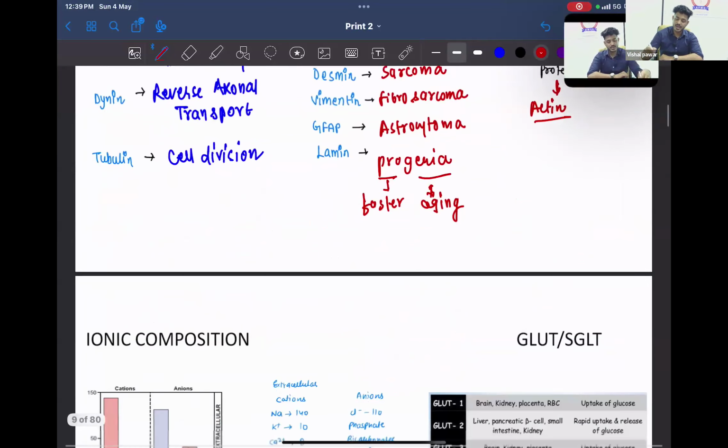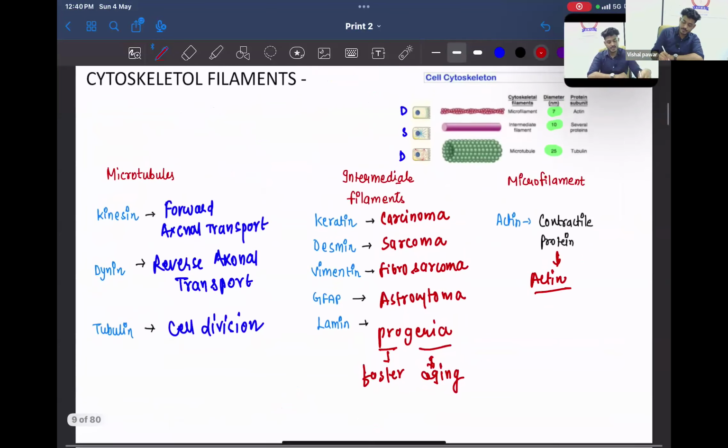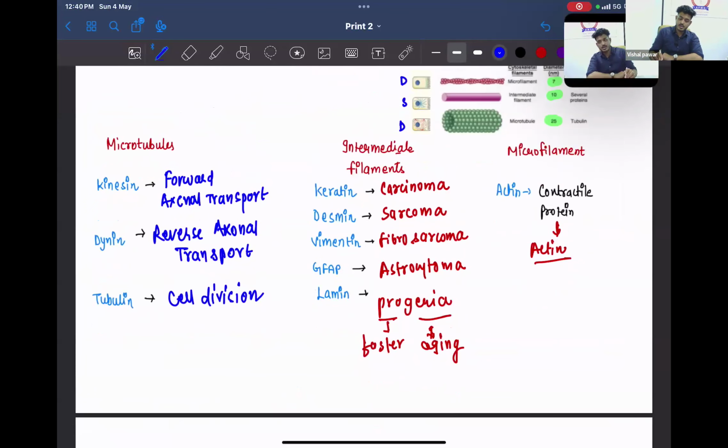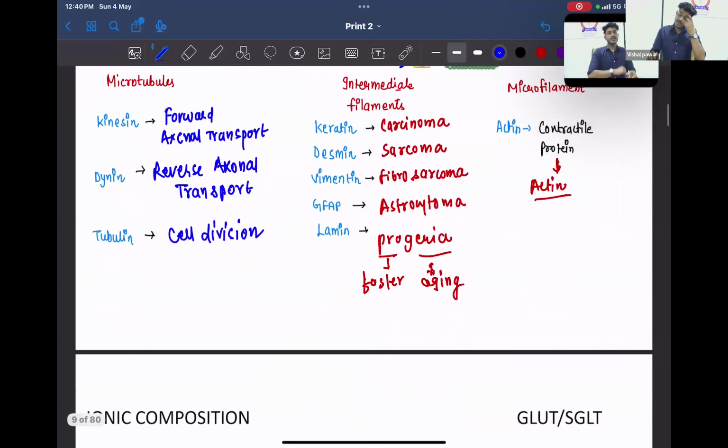If there is mutation of dynein, which disease is going to occur? Dynein mutation can lead to a disease, a ciliary defect. A syndrome is known as... Have you heard about this? Kartagener syndrome, right? Kartagener syndrome will be there.